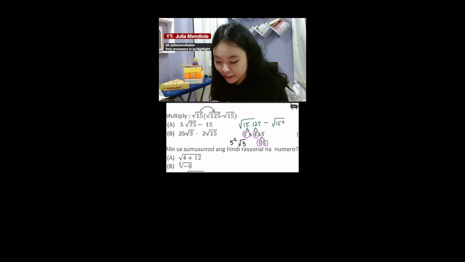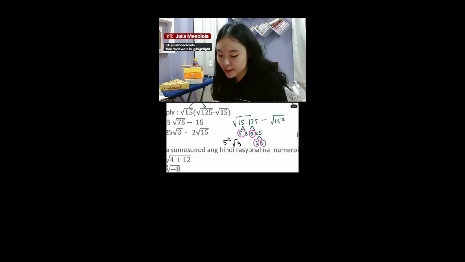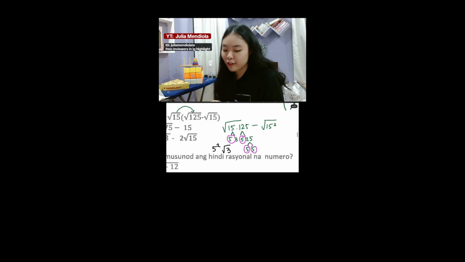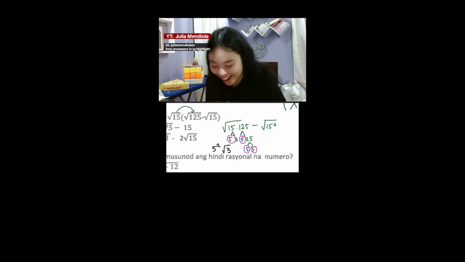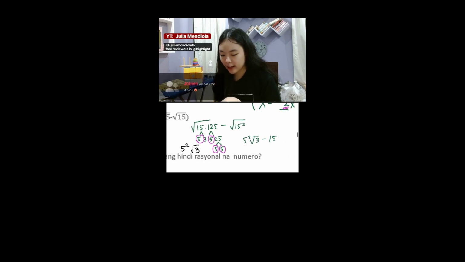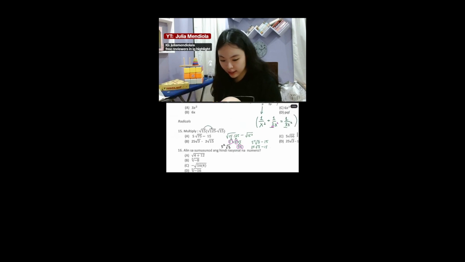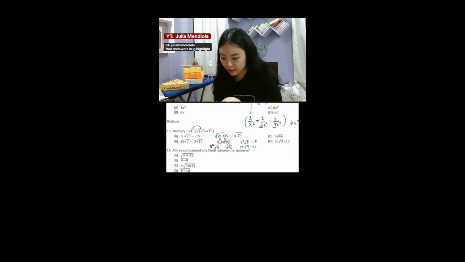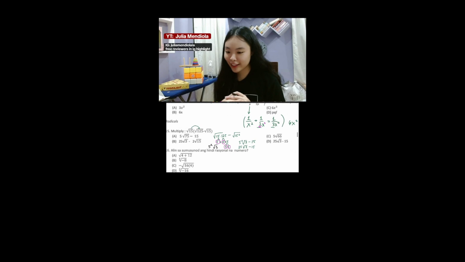Okay, so let's continue. So, that's 5 squared and then square root of 3. And then, ano mangyayari dito sa 15 squared na may square root? Makakancel po yung square root and squared. Okay, so yes, cancel siya, which will just leave 15. So, square root of 3 minus 15. And this is 25 square root of 3 minus 15. So, the answer is D. Right? Letter D. Yes. Okay, so the answer is letter D.